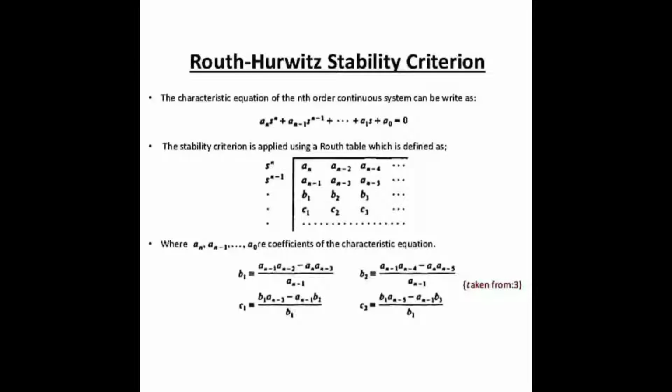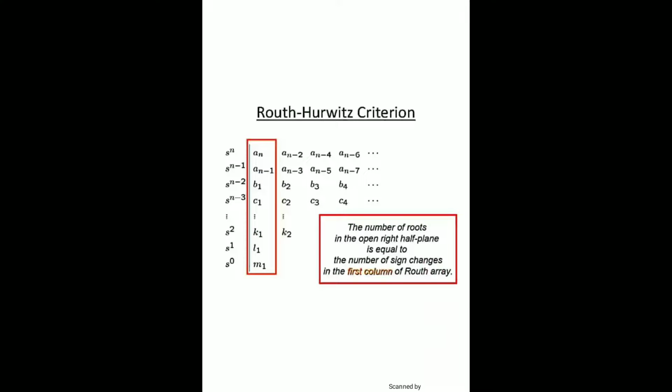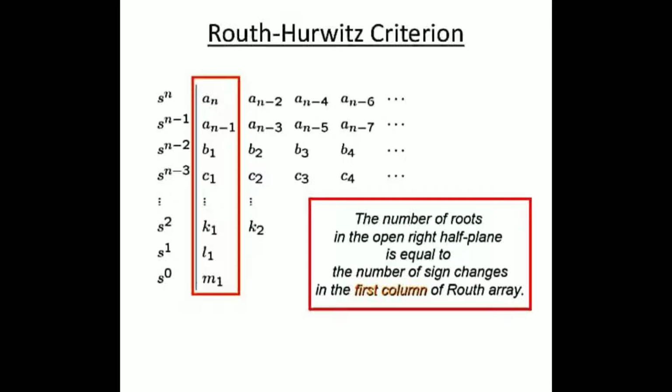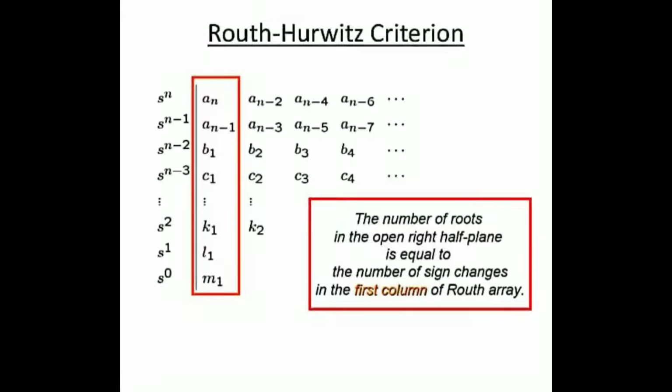The characteristic equation is written in the form of the Routh table. So the Routh array is formed with the help of the characteristic equation, and once the Routh array is formed, we check the first column of the Routh array. If the first column of the Routh array has all the elements with the same sign, then the system is called the stable system.